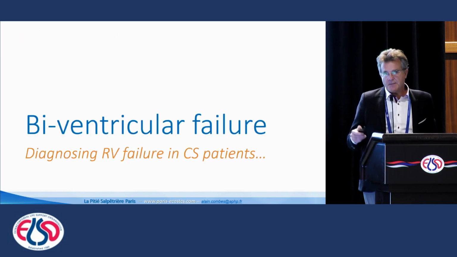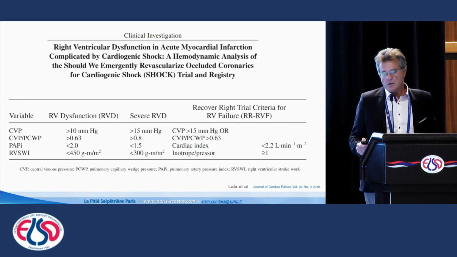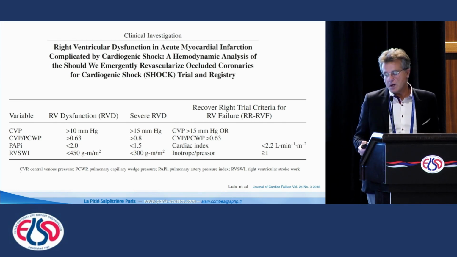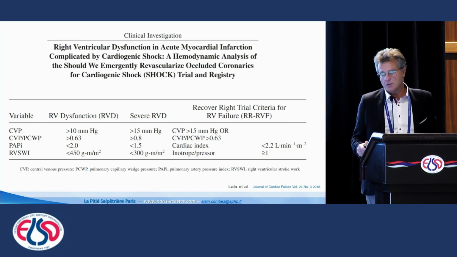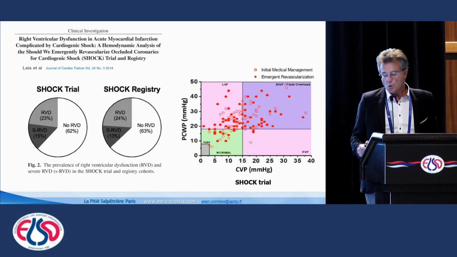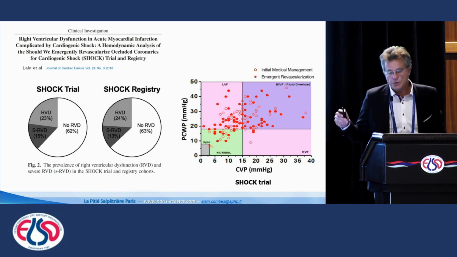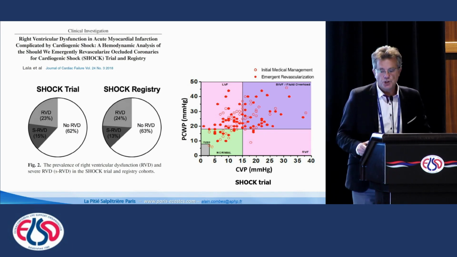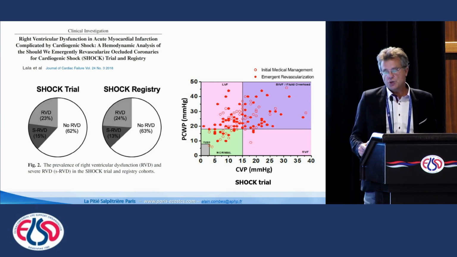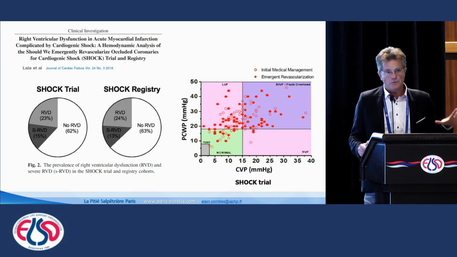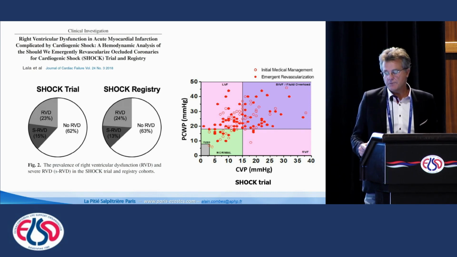So the second step now is how to diagnose, especially for those patients who have acute MI. You might rely on the SWAN with the classical indices here suggesting RV dysfunction or severe RV dysfunction, or you might also rely on echocardiography. Here are data from the SHOCK trial and registry showing that in up to 1/3 of the patients with acute MI, there might actually be either biventricular failure or predominant RV failure.